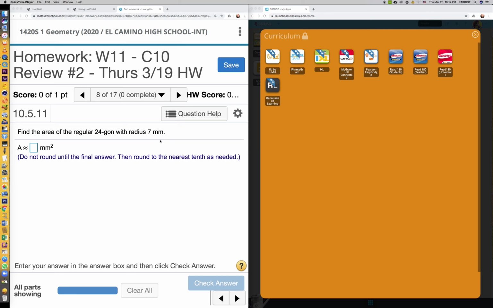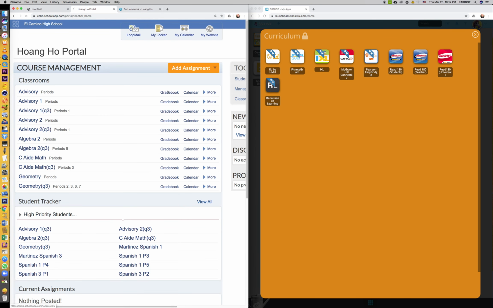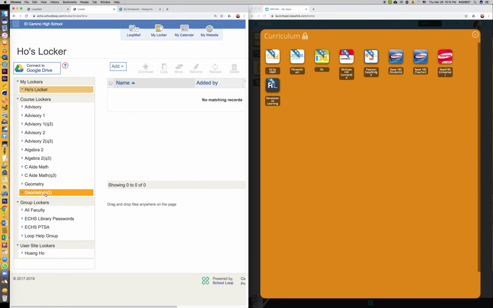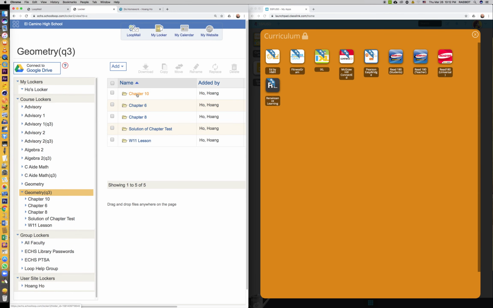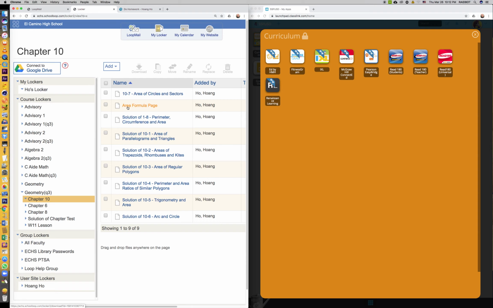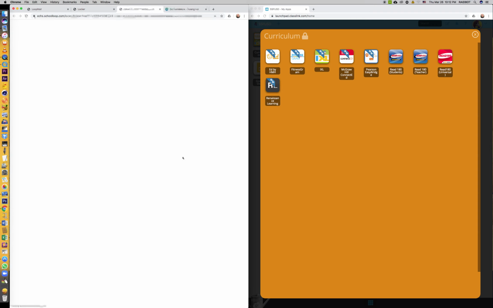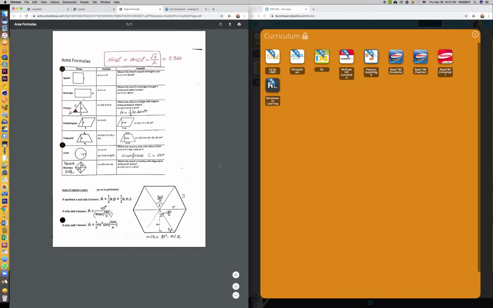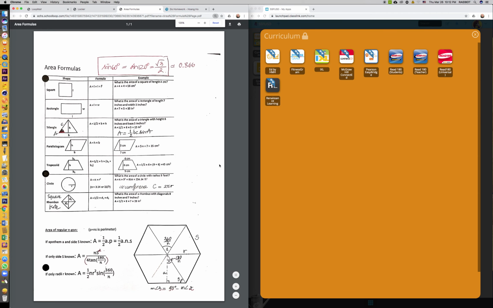Okay, so you already got the formula for this problem. I gave you the hard copy. I also posted the formula page on your locker. So let's go to your locker. Go to geometry, go to chapter 10, and here we go. Formula, area formula page. Alright, so let me make it a little bit bigger.